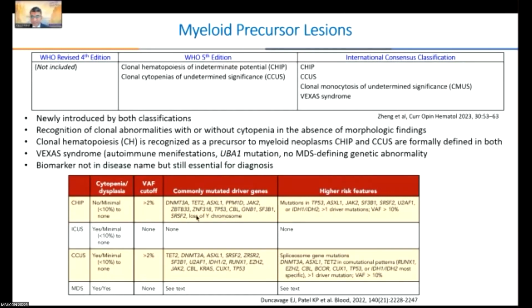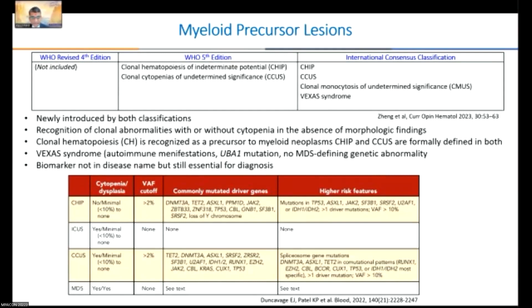Through these classifications, they have now been formally recognized and consolidated into terminologies such as clonal hematopoiesis of indeterminate potential, or clonal cytopenia of uncertain and undetermined significance. These are often differentiated by having a cytopenia or no cytopenia. They both would have the clonal abnormalities underlying. Sometimes we have cytopenia, but no abnormalities.